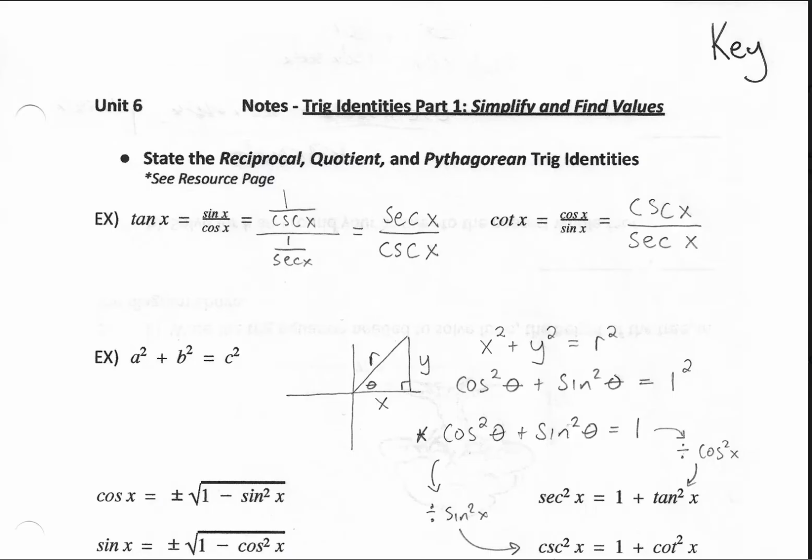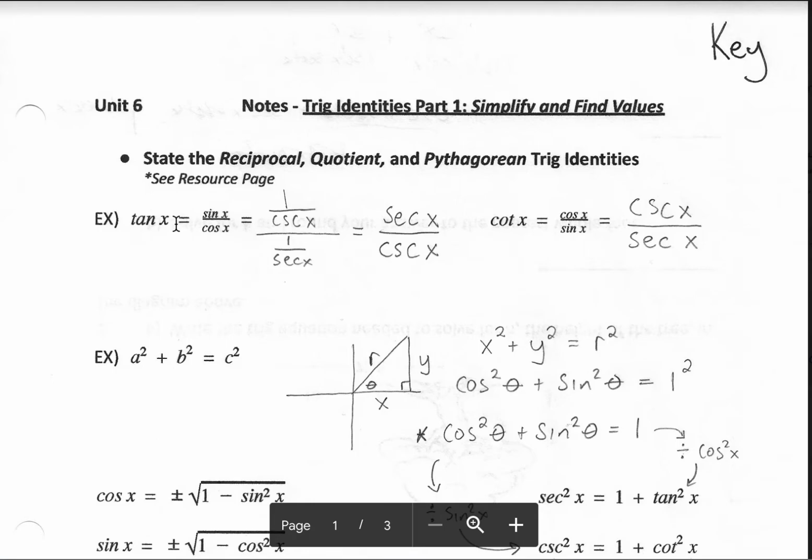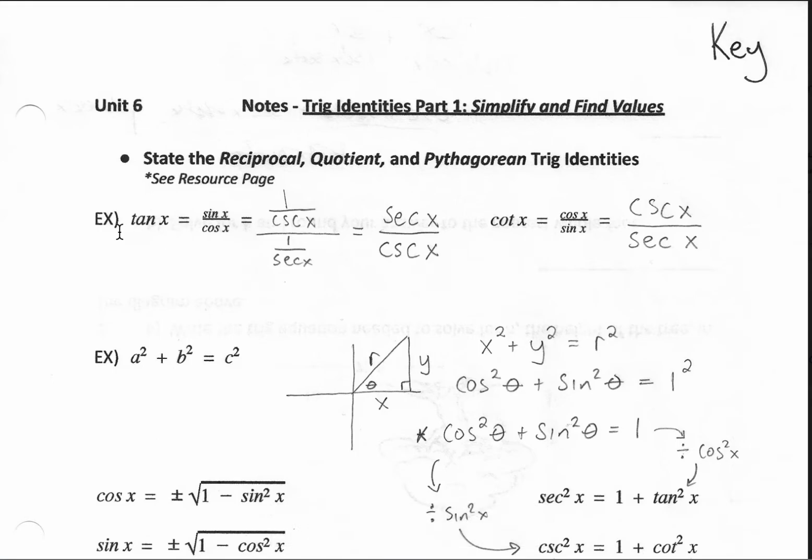All right, so let's get into it. In that reference sheet, we saw that quotient identity saying that tangent was sine over cosine. There's another way that we can rewrite these identities by using the reciprocal identities, and we'll get another ratio that represents tangent. We know that sine is the reciprocal of cosecant, so sine is 1 over cosecant. Cosine is the reciprocal of secant, so 1 over secant is cosine.